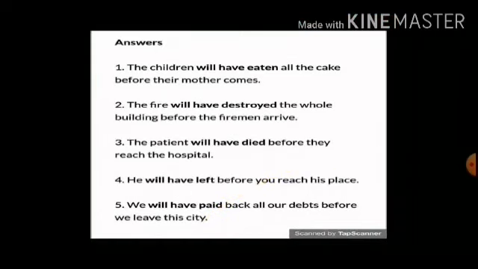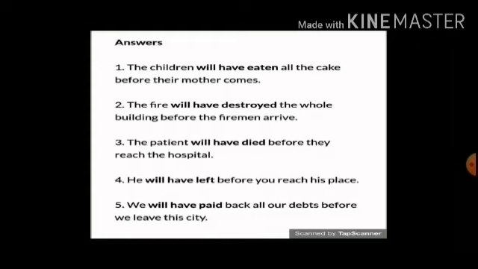Yes, the children will have eaten all the cake before their mother comes. The fire will have destroyed the whole building before the firemen arrive. The patient will have died before they reach the hospital. He will have left before you reach his place. We will have paid back all our debts before we leave this city.